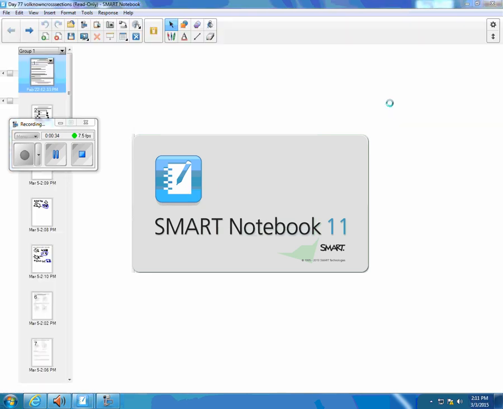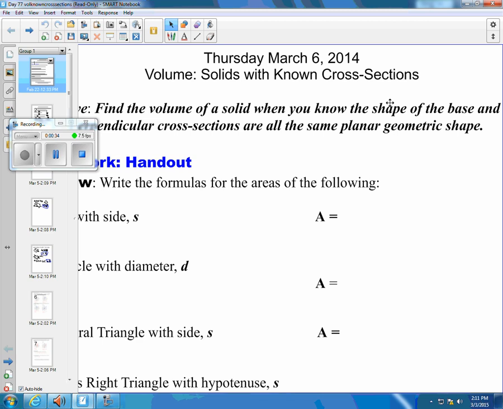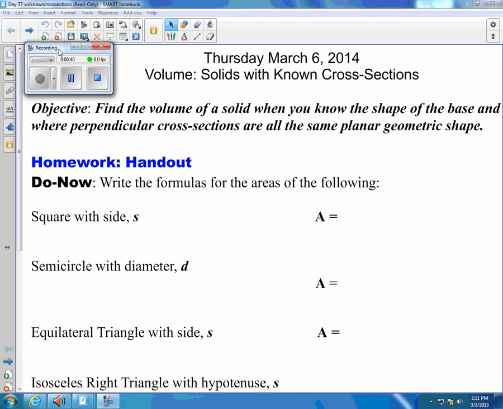Okay, the do now is very important today, because on the do now, we're going to come up with the area formulas for different shapes that you're responsible to know. The first one, I don't think you'll have a problem with. It's the area of a square with side S. So if you had a square, side S, the area of the square would be S squared.